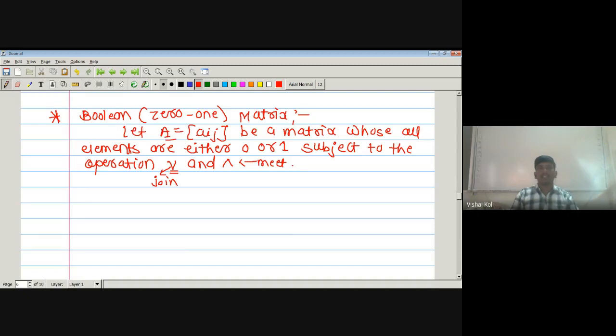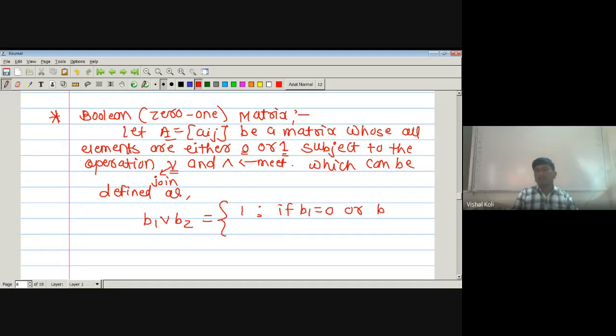which are defined on the matrix A, and this matrix A is said to be a Boolean matrix if all of its entries are either 0 or 1. That is, the members of matrix A are either 0 or 1, and they are subject to the operations join and meet, which can be defined as follows. If B1 and B2 are any two elements of a matrix A, then B1 join B2 is equal to 1 if B1 equal to 1 or B2 is equal to 1 and equal to 0 otherwise.